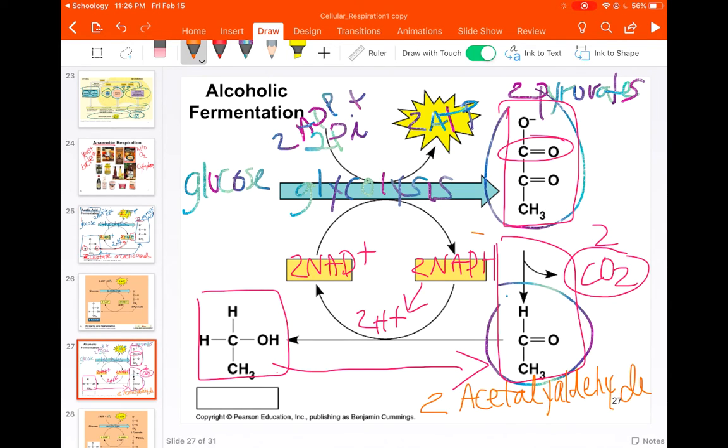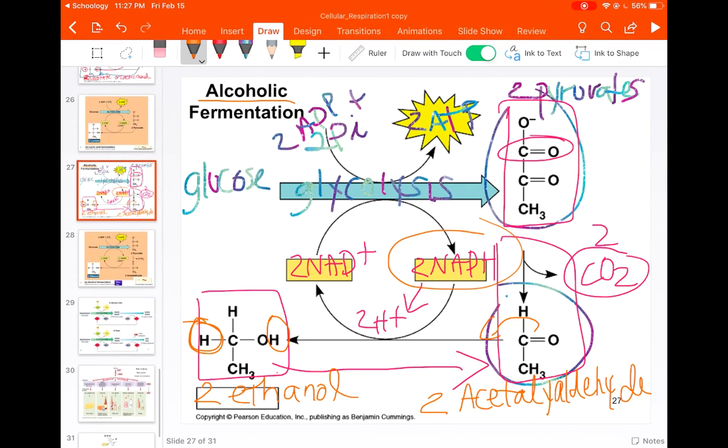Acetylaldehyde will rearrange itself with the help of NADH in donating those 2 hydrogens right here and right here. You'll notice this double bond just breaks. And when this double bond breaks, it bonds with that positive hydrogen to give us 2 ethanol molecules. Ethanol is a type of alcohol, and it's the specific type of alcohol that will ferment into wine, beer, and bread. Okay, so that's alcoholic fermentation.